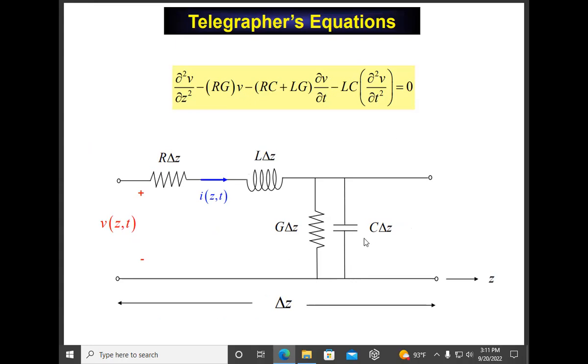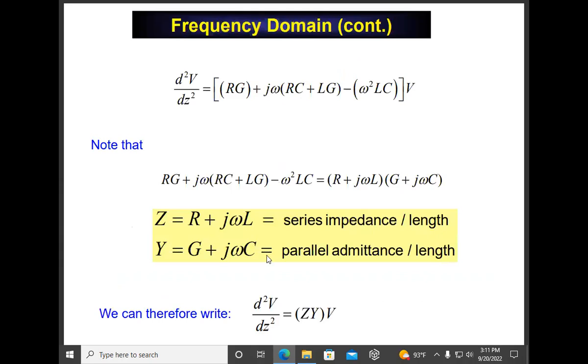These two in parallel. Remember, the admittance is j omega C, of course. That's just from basic circuit theory. So let me give them a new name. Let's say capital Z, the usual formula for impedance, is now the series impedance per unit length. It means this. And capital Y is the parallel admittance per unit length, the usual symbol Y for admittance.